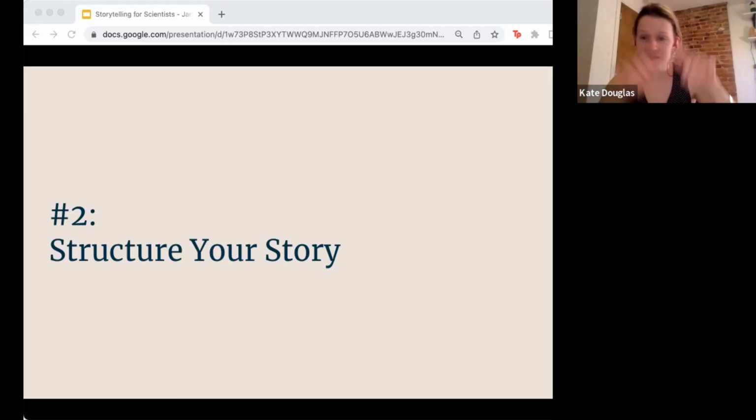So a really simple framework can help. Now, you've heard of some classic structures, I'm sure, beginning, middle, and end. I'd like to offer some other frameworks that you may not know about.